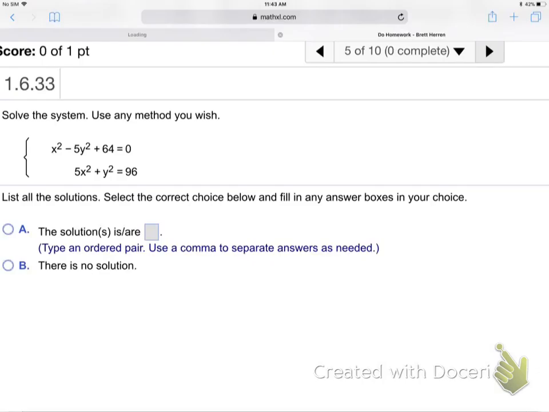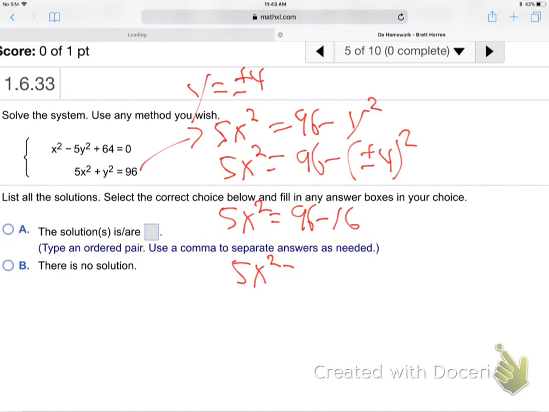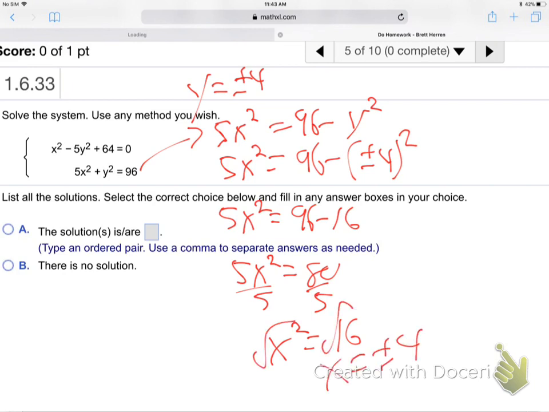So when you plug in, you can just plug in either one. Let me wrap it up. At this point I've got y is plus or minus 4. So now plug into whichever equation you want, maybe this one. So 5x squared is 96 minus y squared. And just plug in plus or minus 4. They're both the same thing, right? So you get 96 minus 16. You get 80 divided by 5. X squared is 16 also? Yeah. Root it, plus or minus. Same thing.